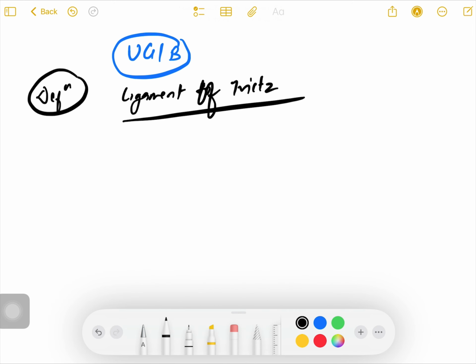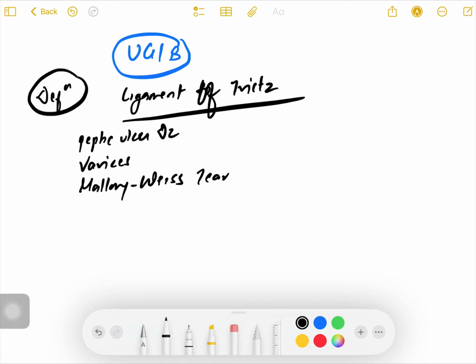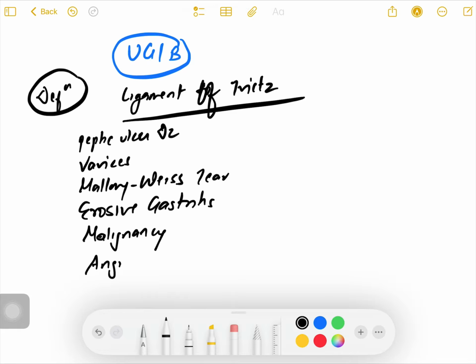Common causes of UGI bleeding can be peptic ulcer disease, varices, esophageal varices, Mallory-Weiss tear, erosive gastritis, malignancy, angiodysplasia.